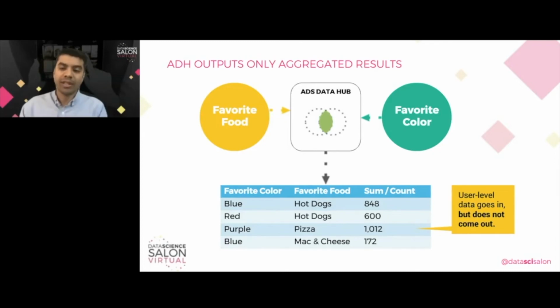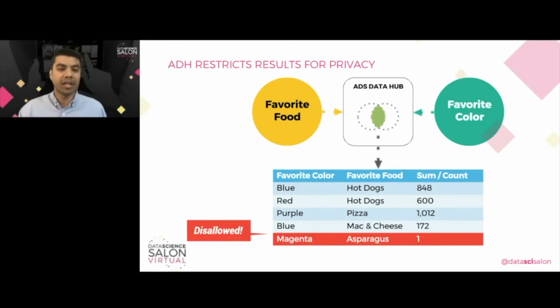So eventually, user level data goes in, but it does not come out. That's where Ads Data Hub comes into the scene, and this is its capability. It does not allow you to go user level. So what do I mean by user level? Here's an example. Assume there was a data entry which showed that there is one person who likes magenta as the favorite color and has asparagus as the favorite food. And this is only one user.